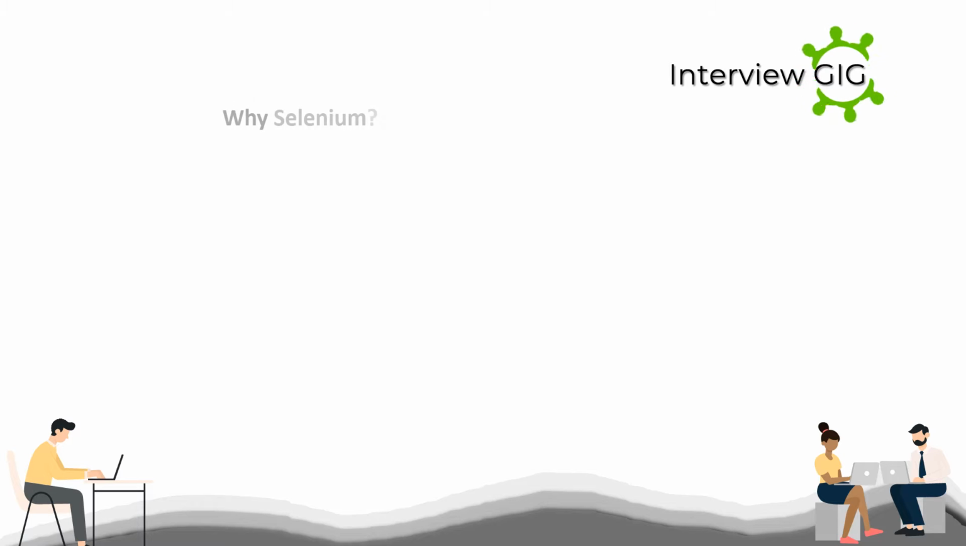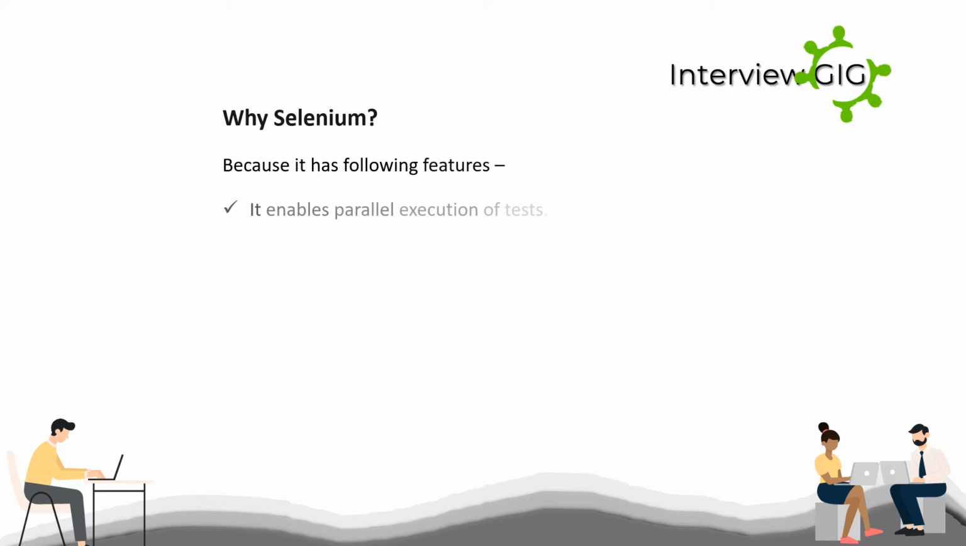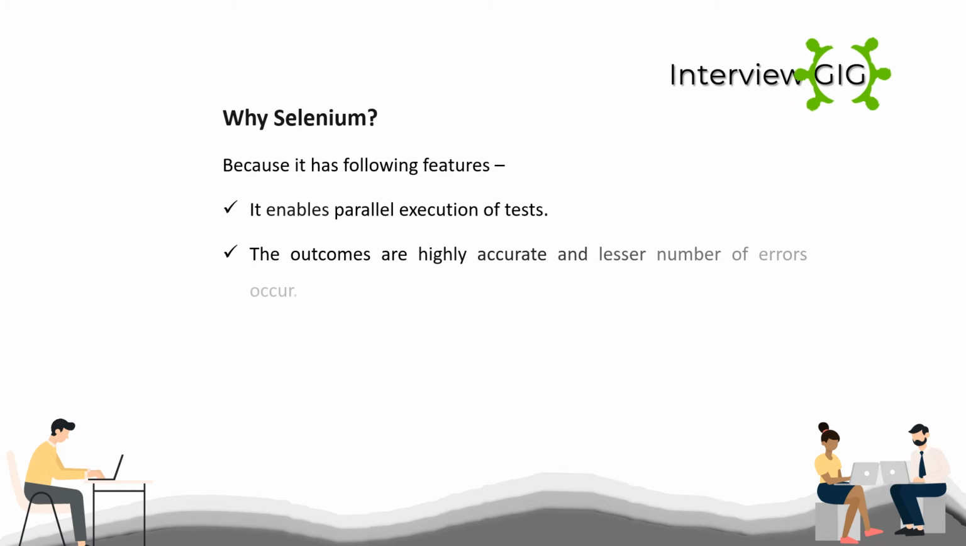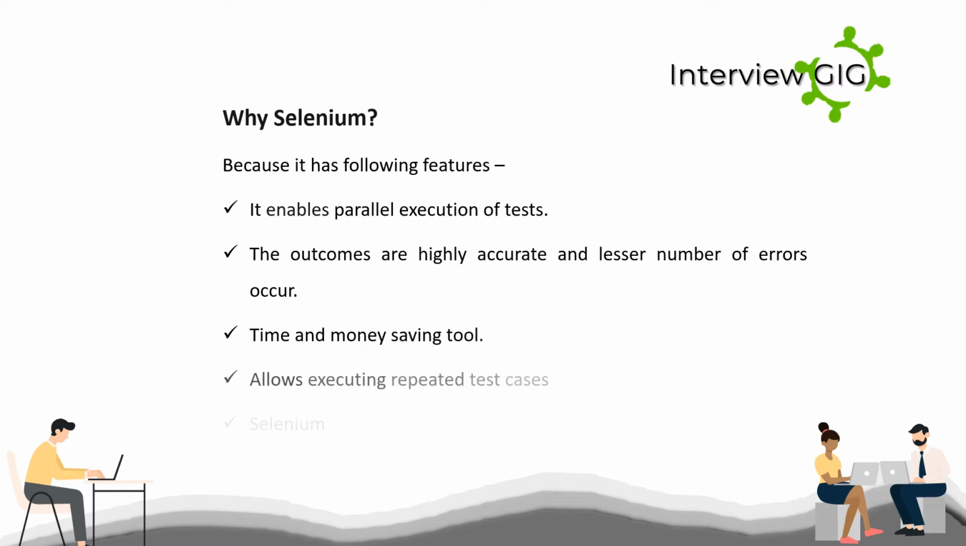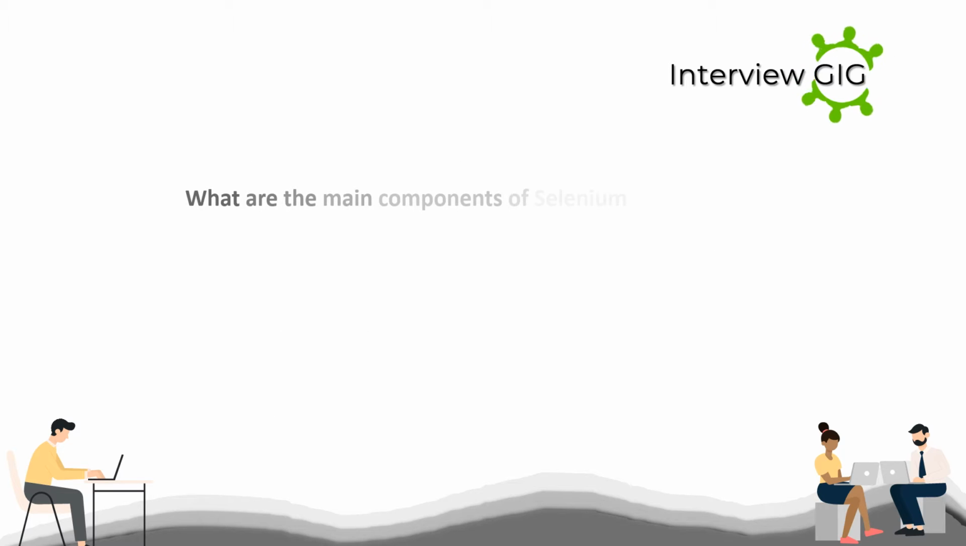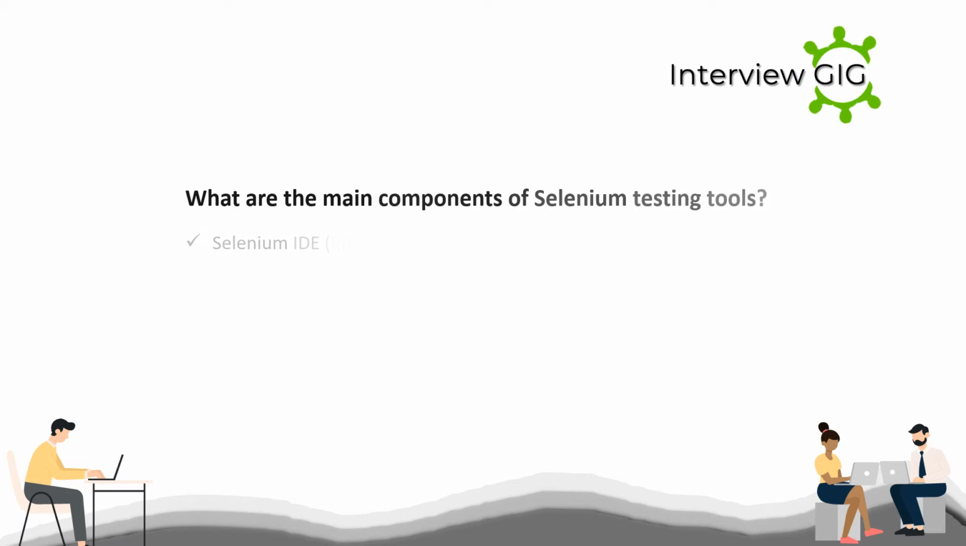Why Selenium? Because it has the following features. It enables parallel execution of tests. The outcomes are highly accurate and a lesser number of errors occur. It is a time and money saving tool. It allows executing repeated test cases. Selenium for automation testing.